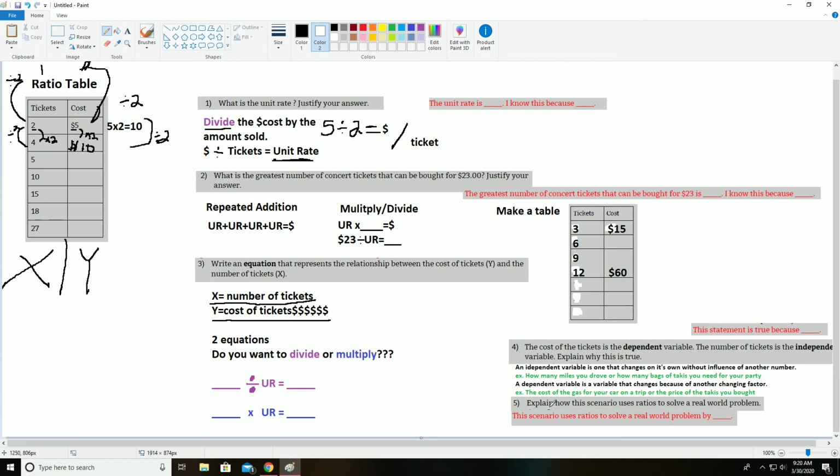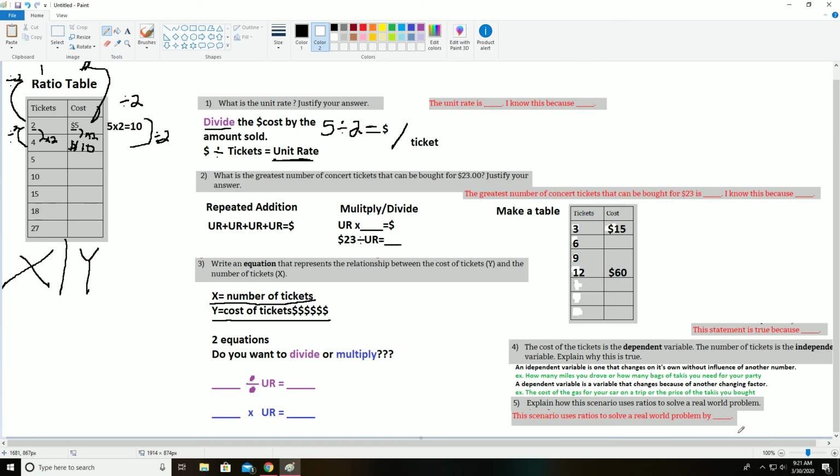Last but not least, we have number 5. Explain how this scenario uses ratios to solve real-world problems. I've literally told you this is a ratio table here. Since this is a ratio table, that means the tickets to the cost ratio is 2 tickets to $5, or 2 tickets for every $5, or 2 tickets per $5. You could also say 4 tickets for every $10. And you can explain this by saying this scenario uses ratios to solve real-world problems by, and you can go on to explain how you know.